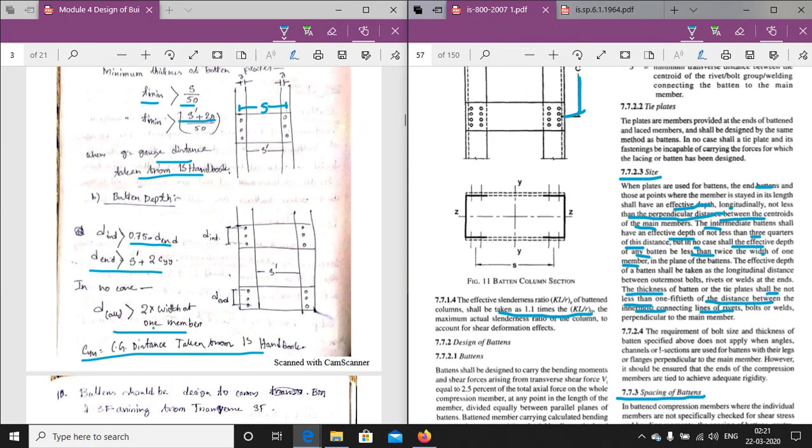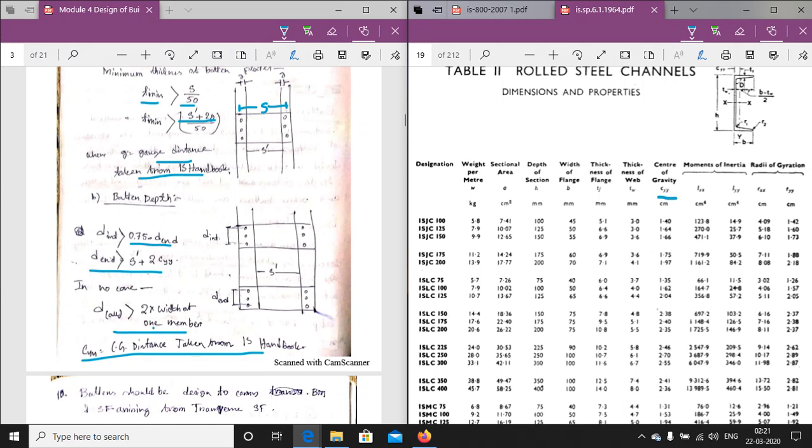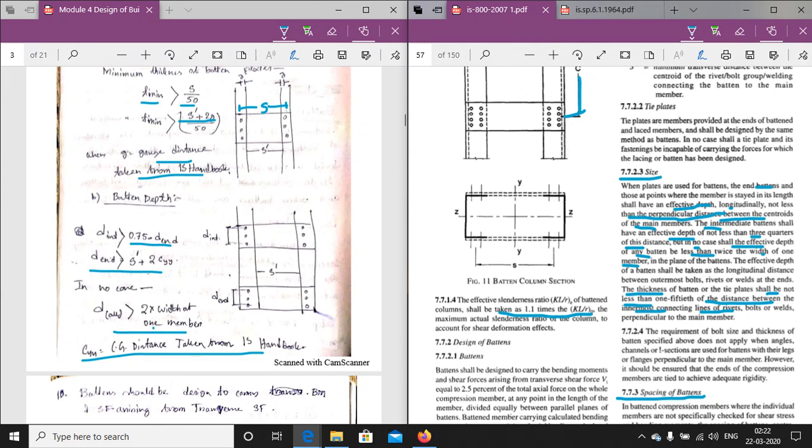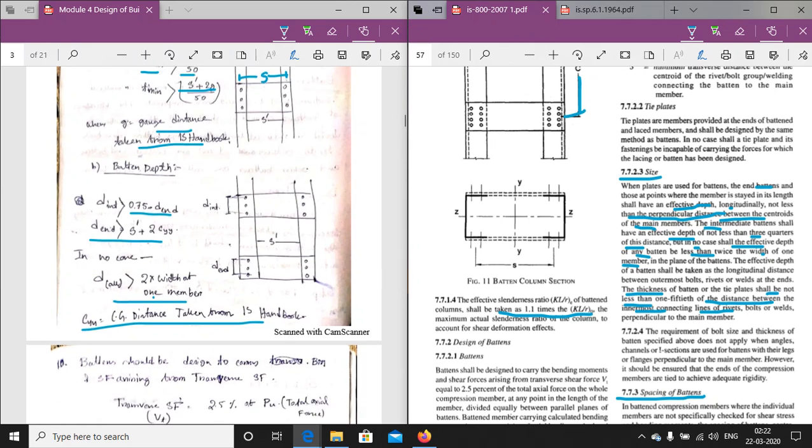So in case of the ISMC 65, if we use our section to be ISLC 75, it should not be less than 2 into B, that is 80 mm. So in no case can that value be undercut. This is the batten depth.